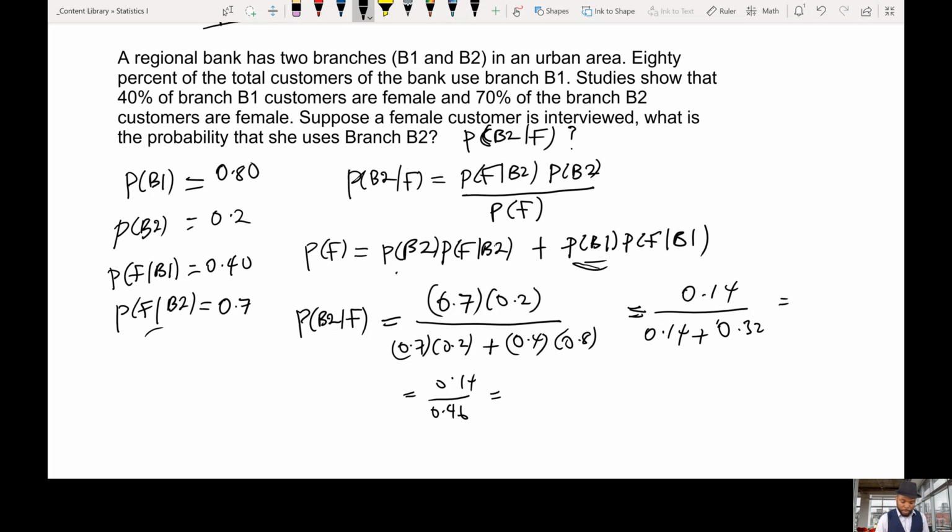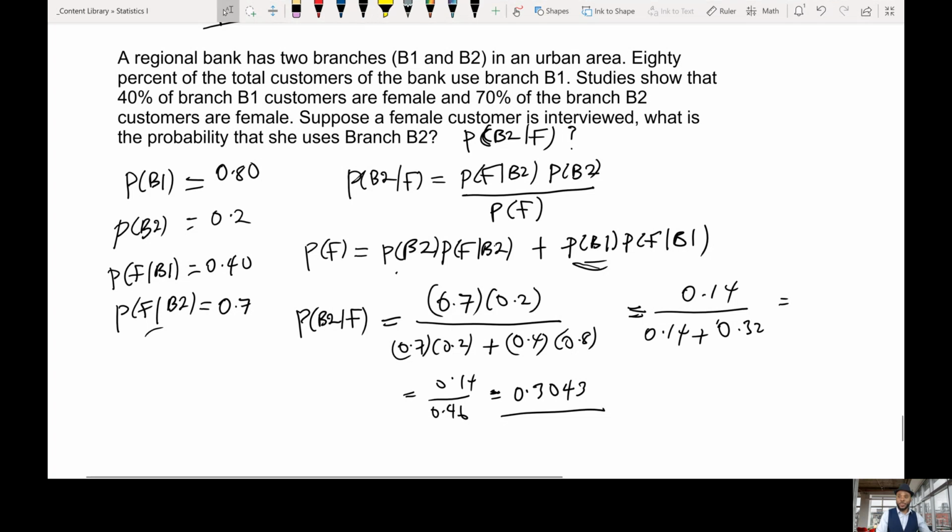So we have 0.14 divided by 0.46, and that gives us about 0.3043, to 4 decimal places. So we can stop there. That is how to solve for this problem. The probability that she uses branch B2 is simply this, about 30%. That's 30.43%.